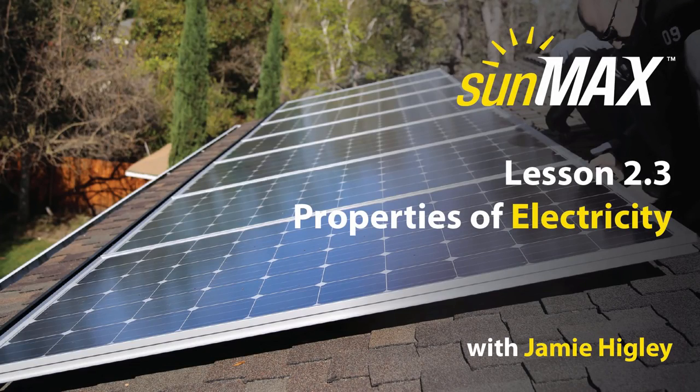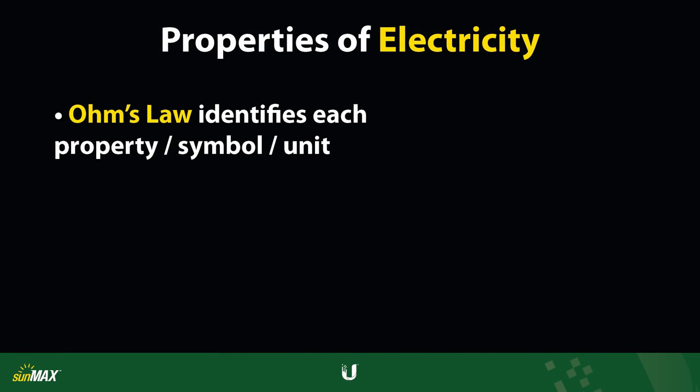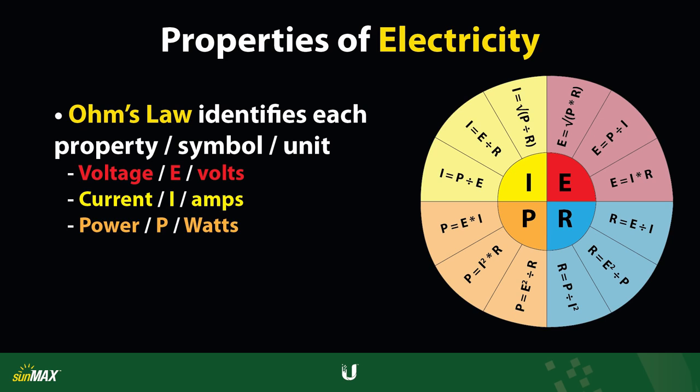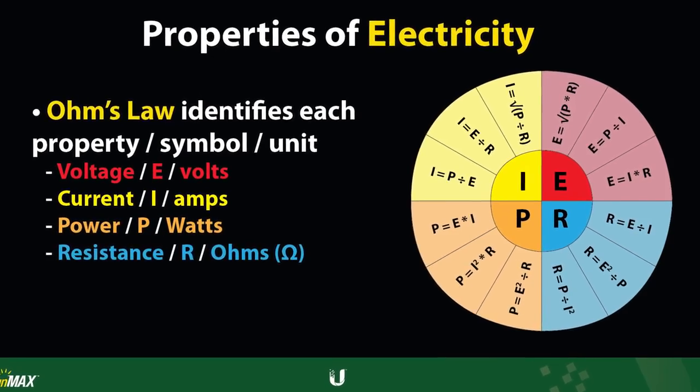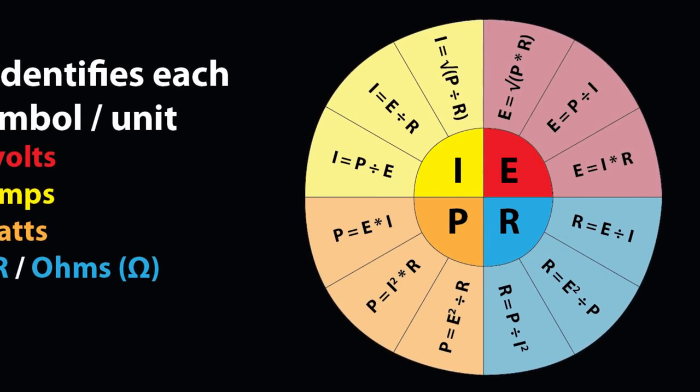Lesson 2.3. Properties of electricity. To better understand electricity, we'll next examine Ohm's law. The wheel of Ohm's law relates four basic properties of electricity: voltage, current, power, and resistance. These equations are not only useful in calculating real-world values, but also in understanding the true relationship between each variable.